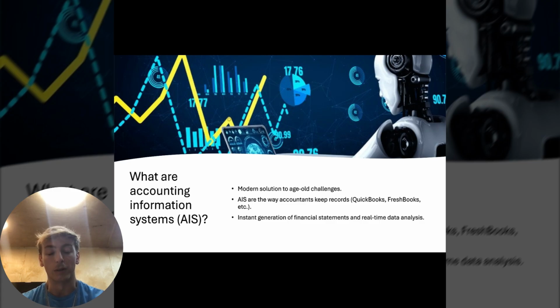And it's a way for accountants to keep records in ways such as QuickBooks, FreshBooks, and other sources too that we can utilize. And it can also offer instant generation of financial statements and real time data analysis, which can be a great tool to the accounting profession as we develop further with these vast amounts of data that we deal with.